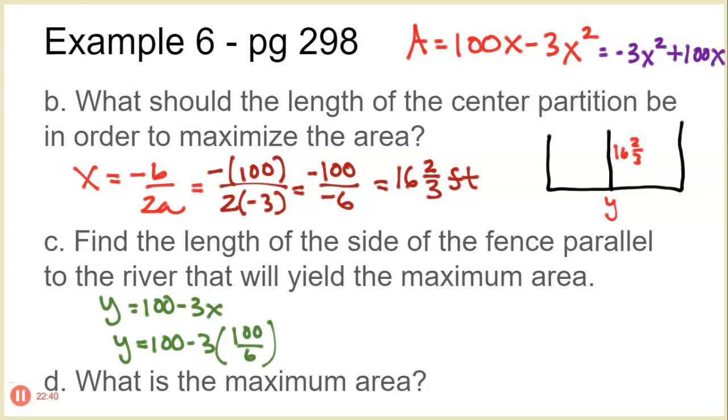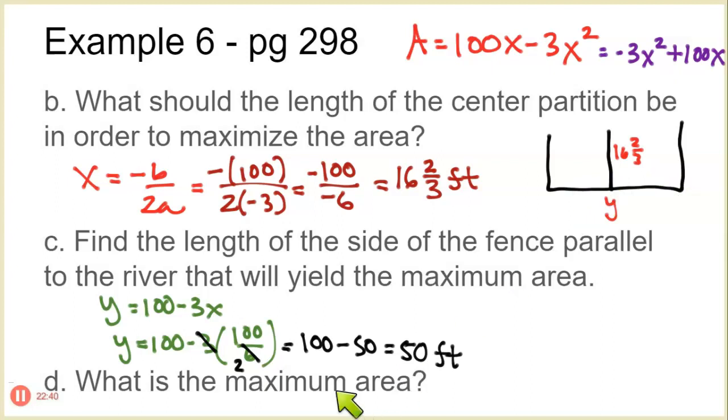Because I know that this reduces to 2, and this is just 100 minus 50, which is 50. So 50 feet will be the length of this fencing so it can create the maximum area.